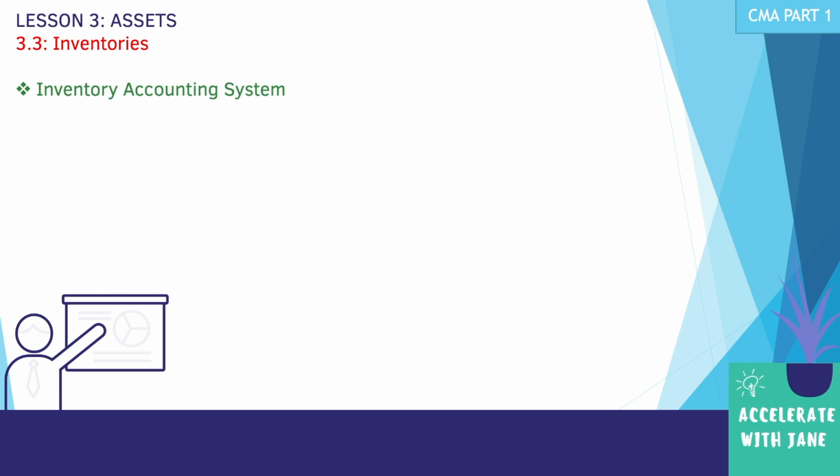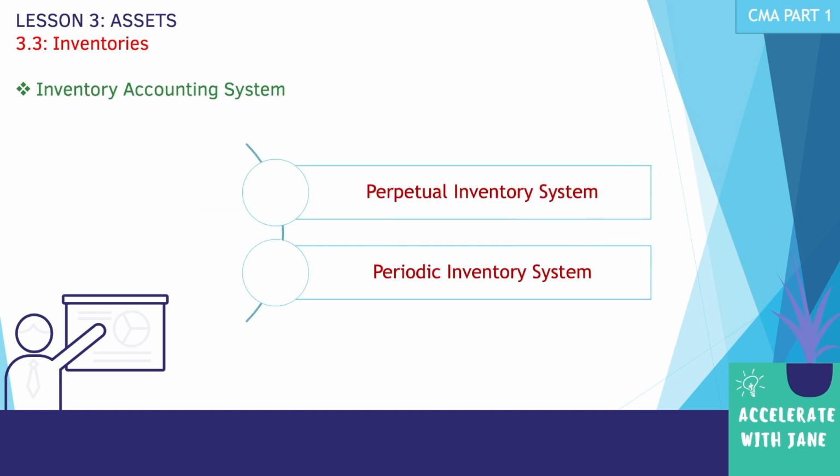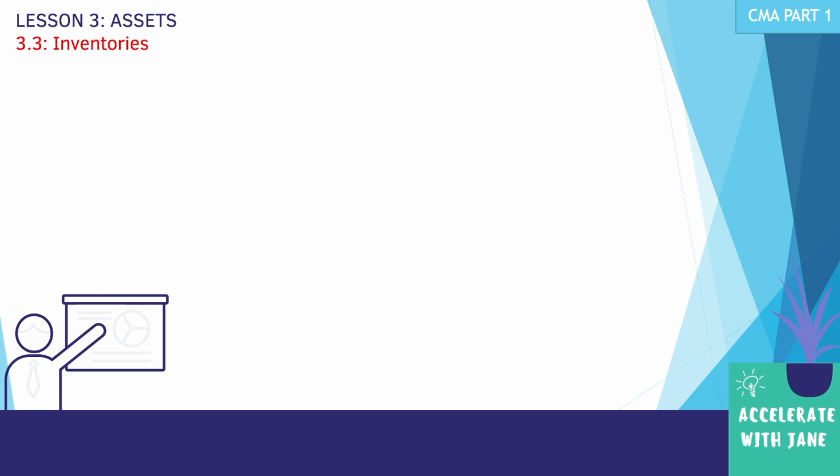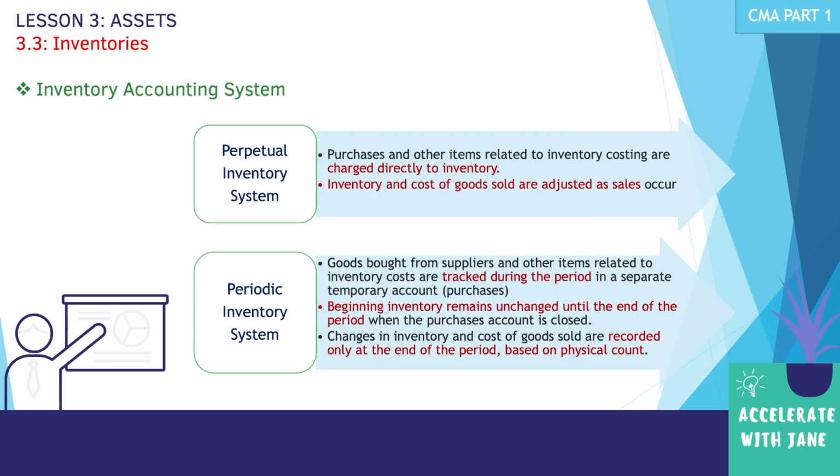Okay, so we have here the inventory accounting system. As mentioned earlier, we have two: the perpetual inventory system and the periodic inventory system. So let's differentiate each one. When we say perpetual inventory system, here purchases and other items related to inventory costing are charged directly to inventory, and then inventory and cost of goods sold are adjusted as sales occur.